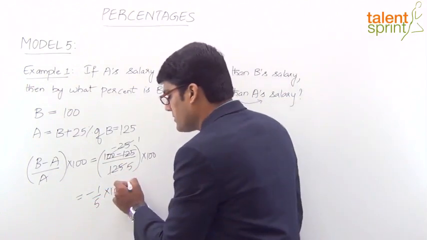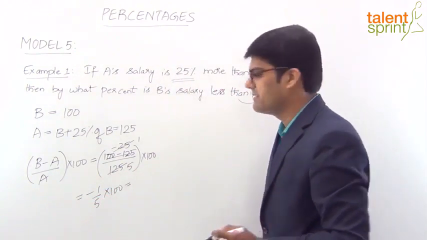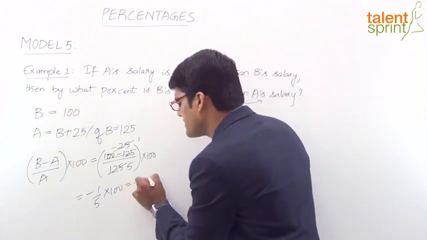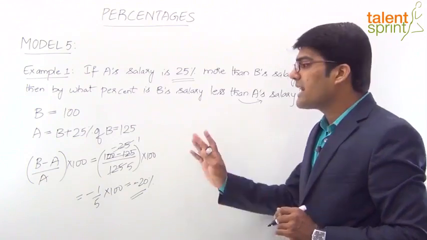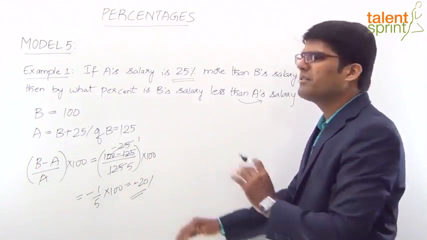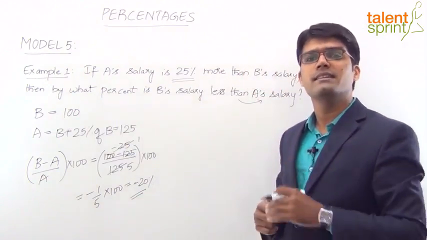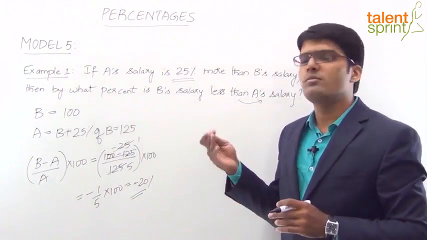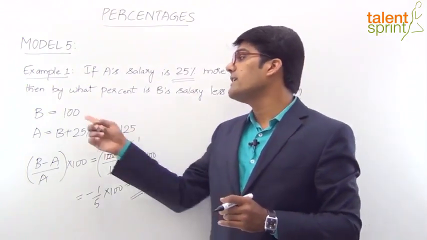Now 1 by 5, from our knowledge in speed maths, we know that 1 by 5 is 20 percent in terms of percentage. So your answer here will be minus 20 percent, or we can say B is 20 percent less than A. So that's how you can solve this question using the regular method, where we assume that B is equal to 100, accordingly calculate A, and then take the change of A with respect to B or B with respect to A.